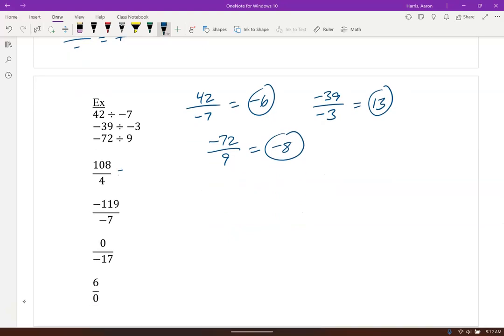All right, you guys go ahead and type this in. What's 108 divided by 4? Punch it into the chat there. Good. So it's 27. Nice. How about a negative over a negative? Negative 119 divided by negative 7 gives you, excellent, positive. Valerie. 0 divided by anything? Good, Vince.